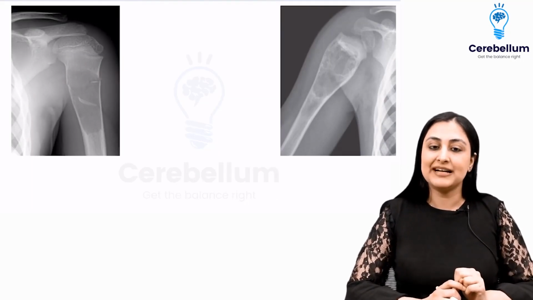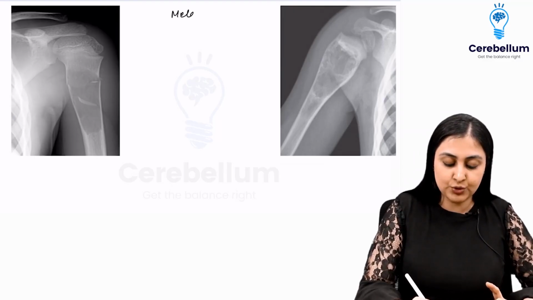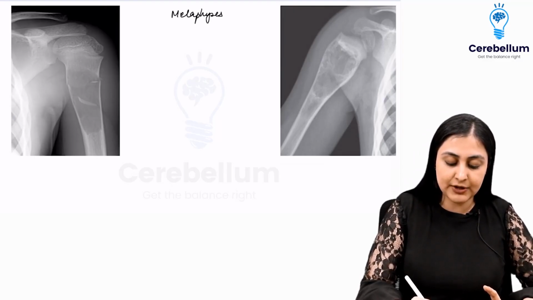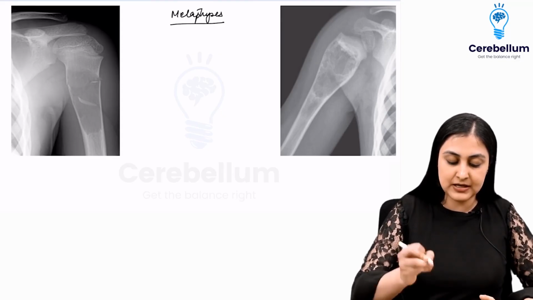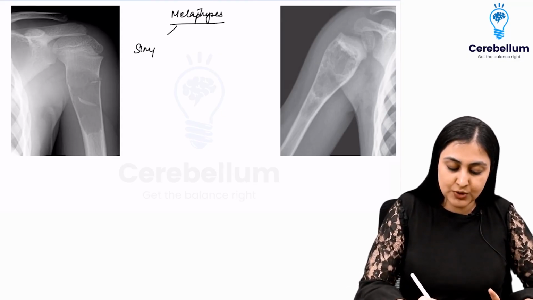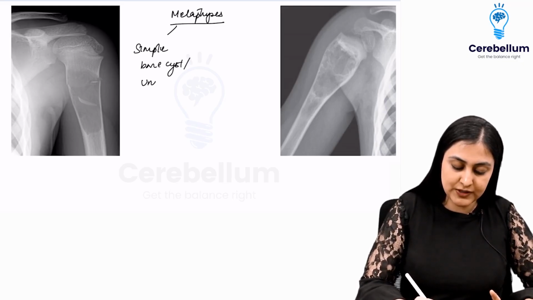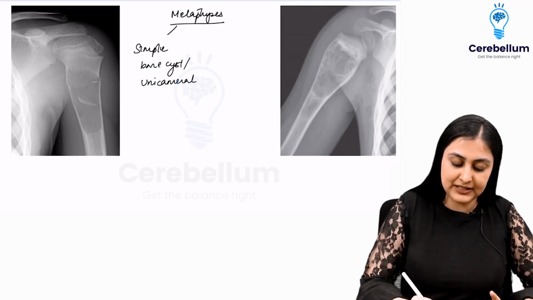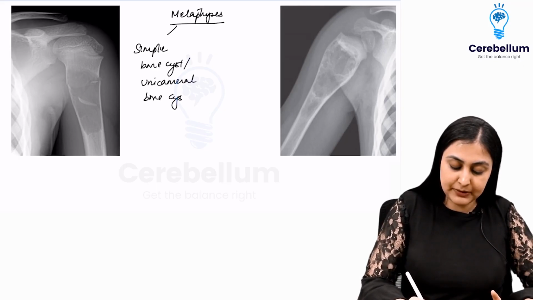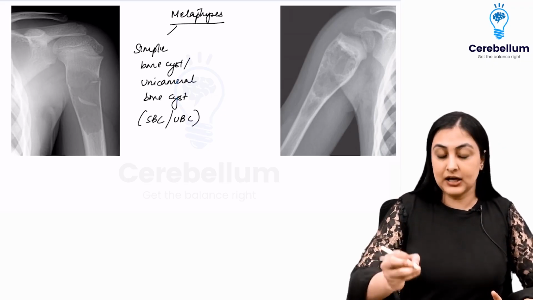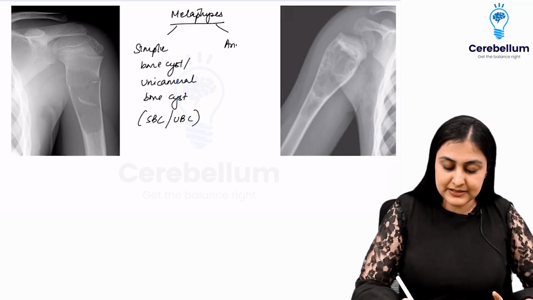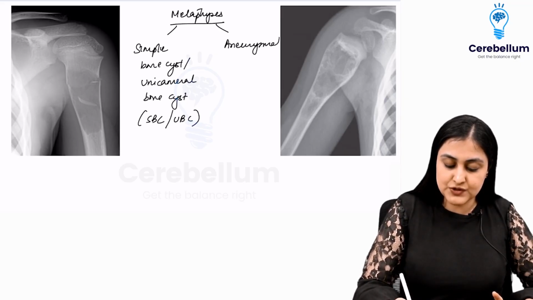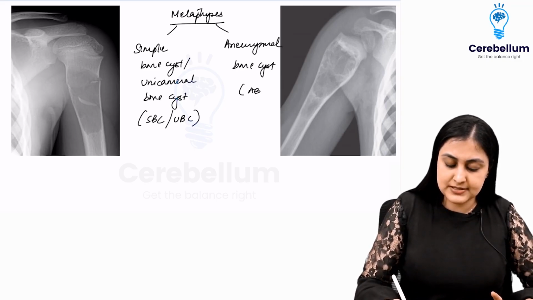Now, while we are on metaphyses, I want you to know of two bony cysts. So these are two bony cysts in the metaphyses. One is a simple bone cyst, also called as a unicameral bone cyst. Okay, so simple or unicameral meaning there's just one cavity here. Simple or unicameral, we call it SBC or UBC. The other differential here is an ABC, which is aneurysmal bone cyst. So ABC, aneurysmal bone cyst.